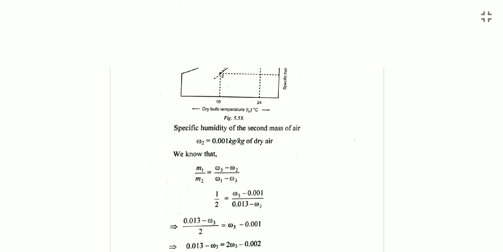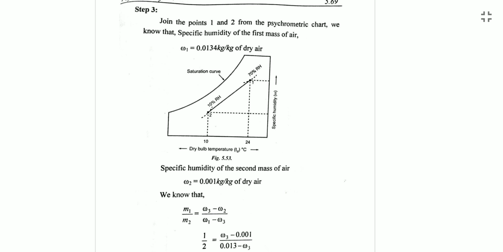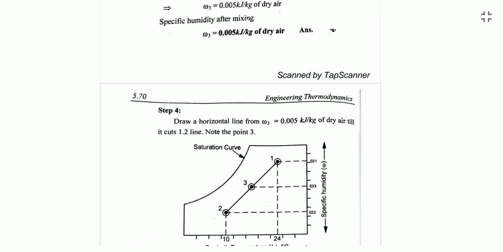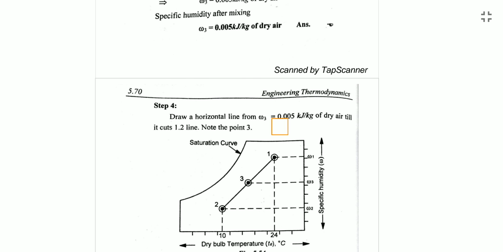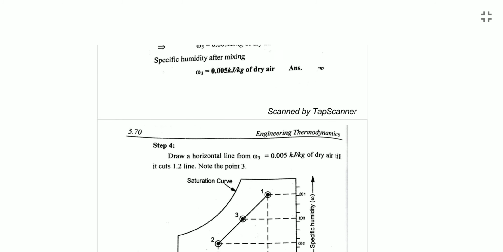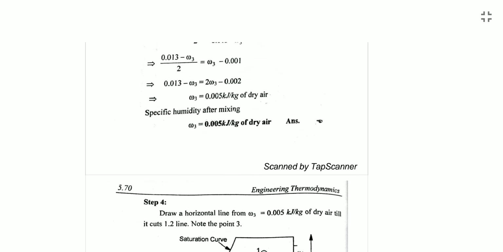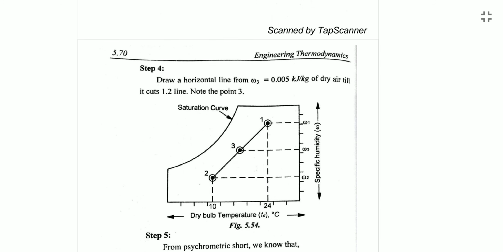From the W3 value, draw a horizontal line that meets this inclined line. That is the third point. So we can see in the diagram. So W3 we find, right? The point corresponding to this value, draw a horizontal line that meets this inclined line at point 3. So this is the third point. This is the final condition of the air stream.